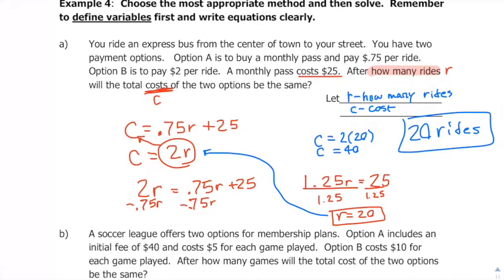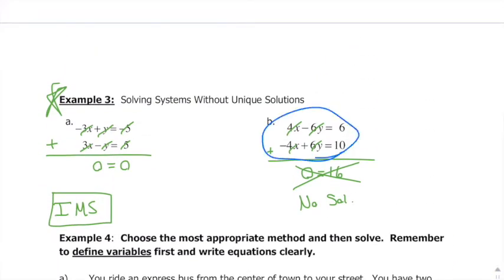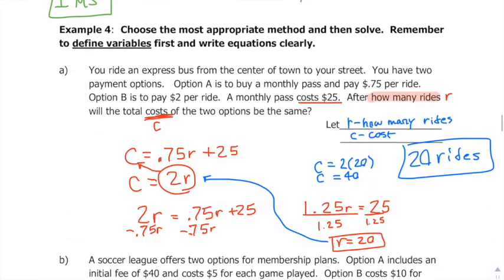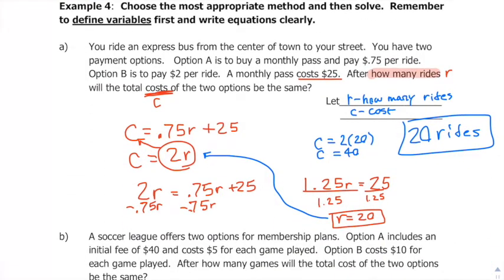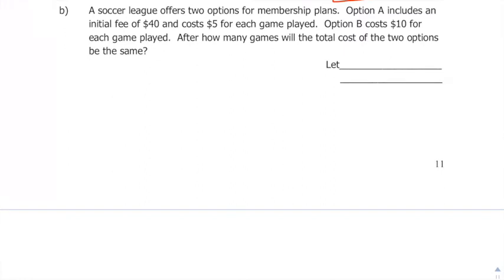Now, they're not all going to be set up like that. This is kind of like in that y equals mx plus b form. Sometimes you'll get the ones that are in standard form where x and y are together. It just kind of depends on the question. So let's see what's going on with this one here. A soccer league offers 2 membership plans. Option A has an initial fee of $40 and it costs $5 per each game played. Option B costs $10 for each game played.